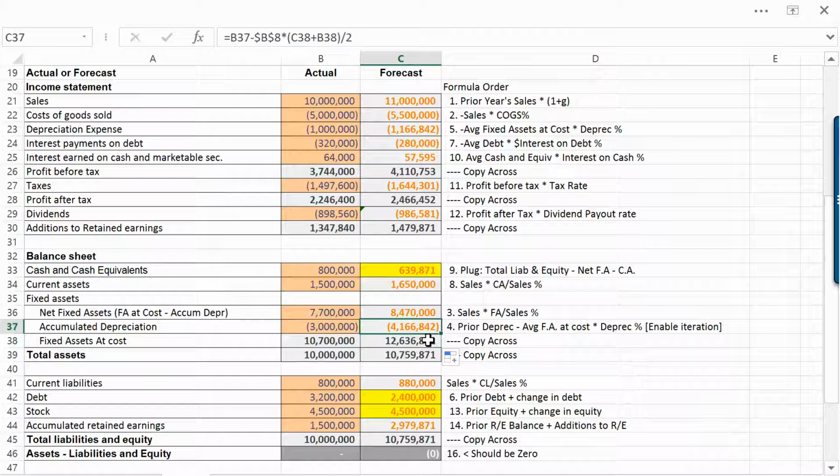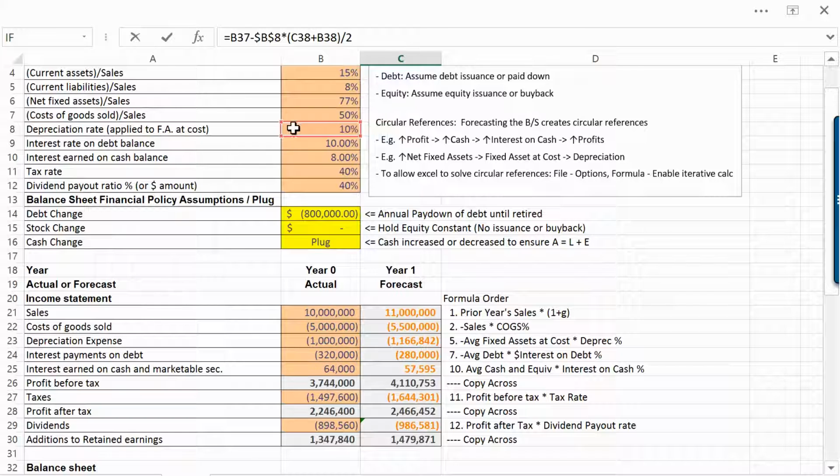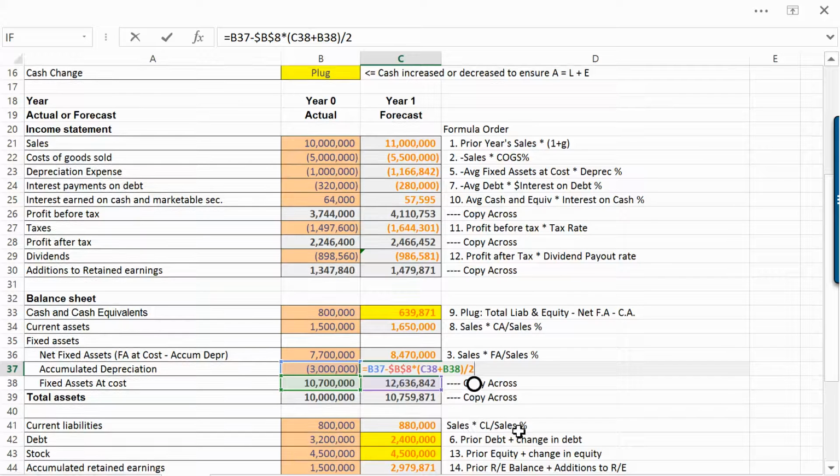So now we know that the depreciation, accumulated depreciation, must be the difference between these two numbers. So I'm going to calculate the prior depreciation based on the average fixed cost and the depreciation assumption we made. We're going to assume that we're going to depreciate 10% of our fixed assets a year.